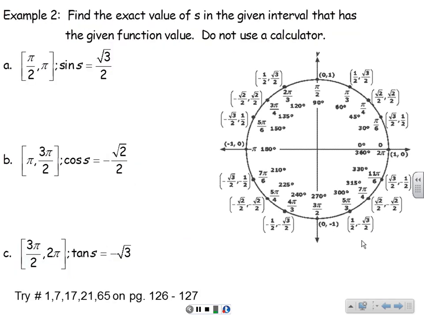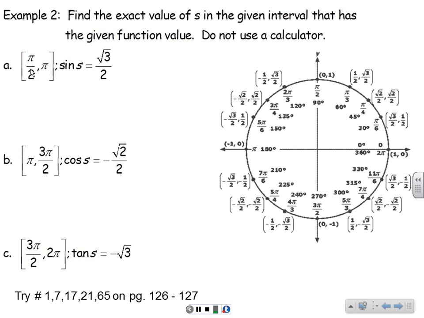Okay, so let's look at this. This will be the last thing that we do with this unit circle for now. It says find the exact values of s in the given interval that has the given function value. Do not use a calculator. So we are going to be using the unit circle, and we don't need a calculator, but this time we are given specific intervals to use.